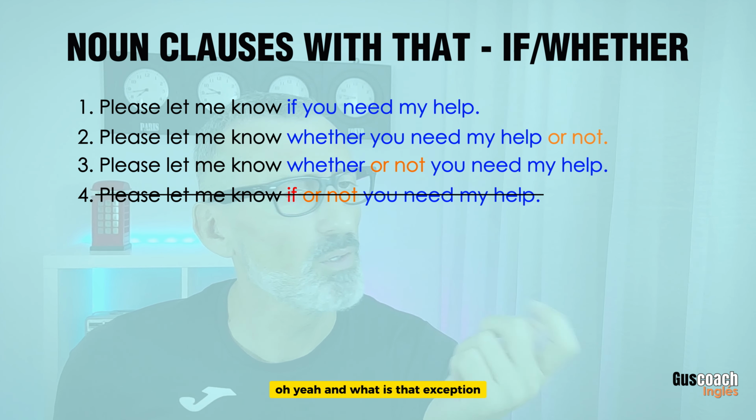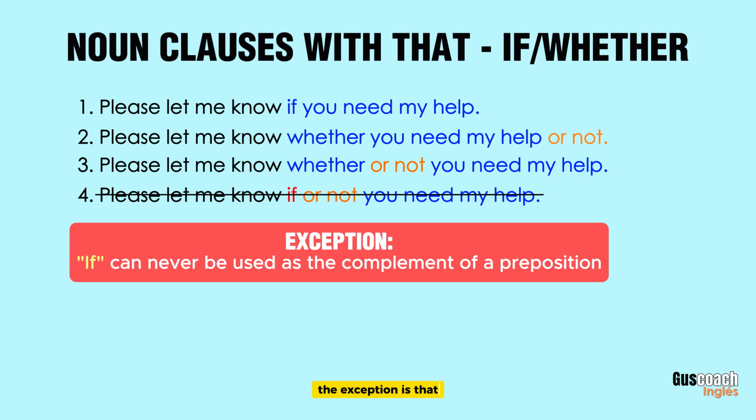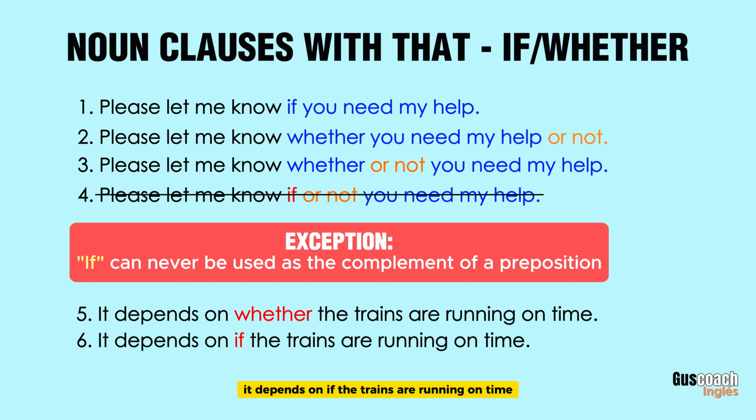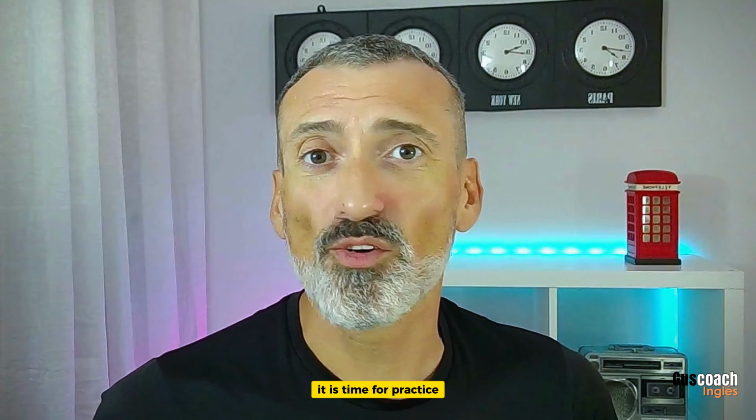Oh yeah? And what is that exception? The exception is that if can never be used as the complement of a preposition. Let me give you an example. It depends on whether the trains are on time. That's perfectly correct. However, you cannot say it depends on if the trains are running on time. That is incorrect.